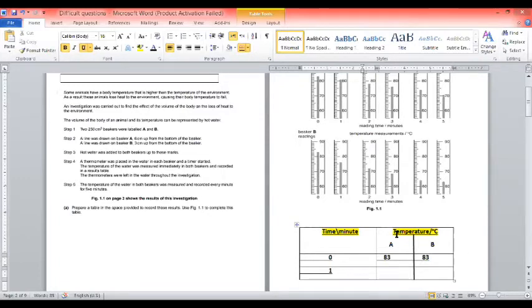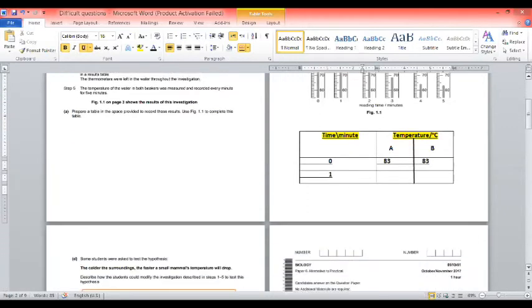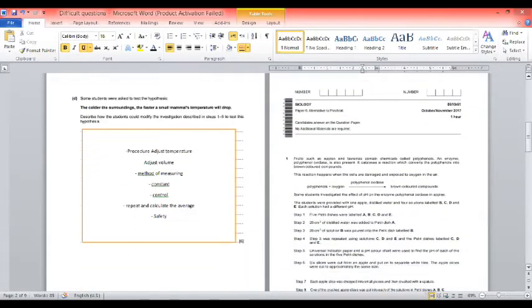So, in order to draw a table in any question related to paper 6, all you have to do is to mention the independent and dependent variable and put this one in here and this one in here. So this is regarding the first question.